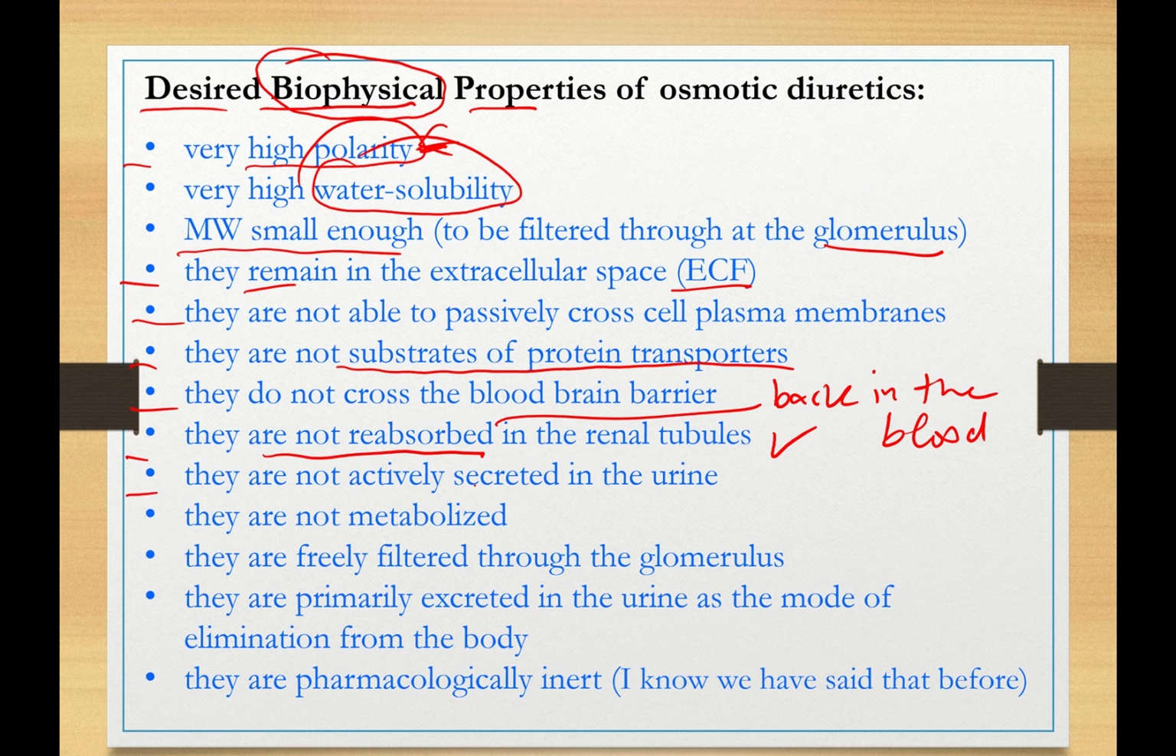They are not actively secreted into the urine. And obviously, I'm not certain how important this is to their action here, but the fact that they are freely filtered in the urine is much faster, and they drag water with it. They are not metabolized. That's important because they're not losing their activity. If they were metabolized, they would lose their activity. They are freely filtered through the glomerulus, we have just described that, and they are primarily excreted in the urine as the mode of elimination from our body.